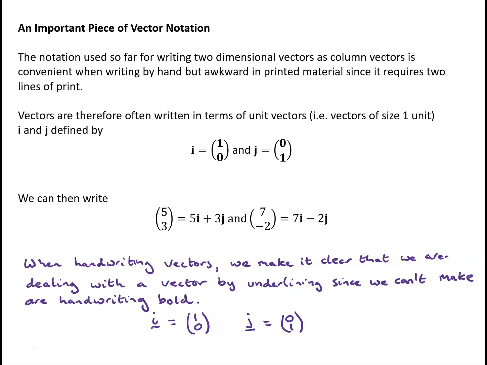When we're handwriting vectors, we make it clear that we are dealing with a vector by underlining, since we can't make our handwriting bold, which is the way that vectors are usually shown in typeface. So when we want to write the vector i, we'll do it as i underlined equals the vector (1, 0), j underlined equals the vector (0, 1).